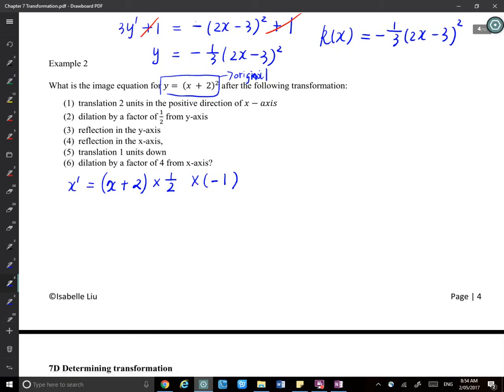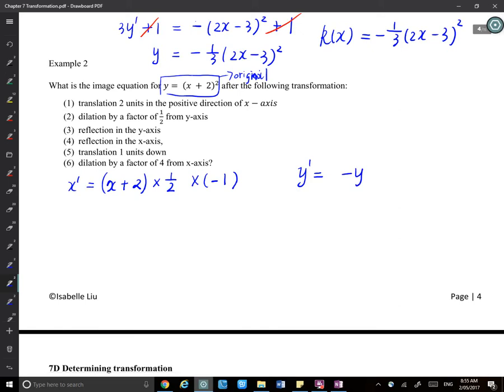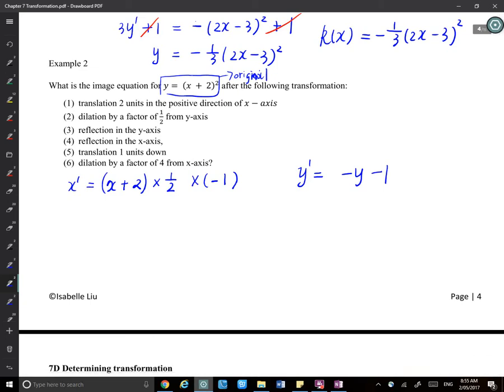Number 4, reflection in the x-axis is changing the y value. So y dash equals negative y. The new y equals the negative of the old y. Number 5, translate 1 unit down, so subtract 1. You don't have the bracket, because negative y will be calculated first and then minus 1.